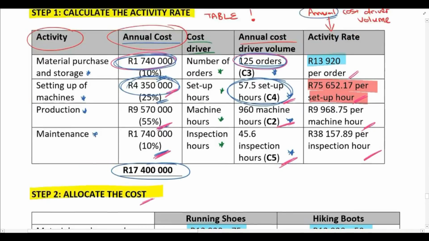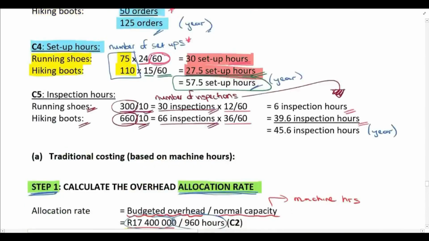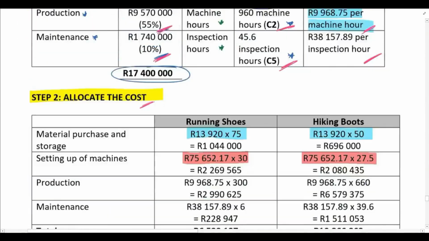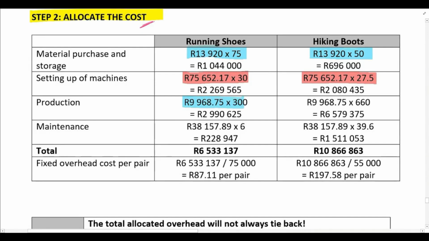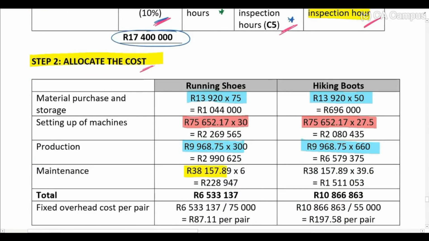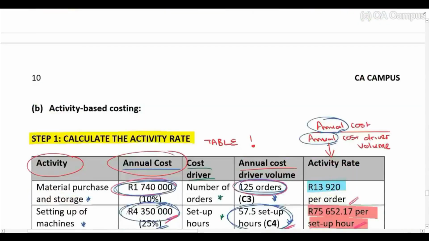For production, we take this rate that we have over here, and that's a rate per machine hour. So we're going to multiply it by 300 machine hours for the running shoes and by 616 machine hours for the hiking boots. Easy, hey? Easy, easy. Get your rate per inspection hour, and we're going to multiply it out by the number of inspection hours.